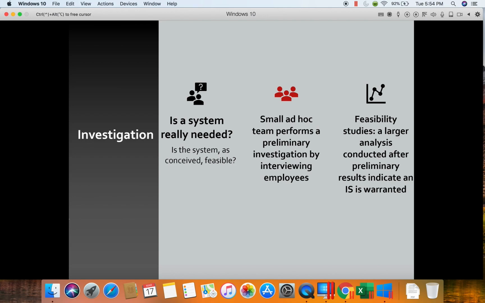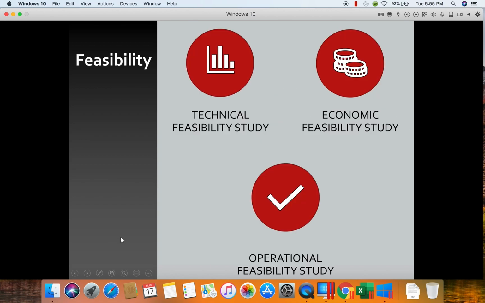So a small company or a small group, a small team is going to look at this preliminary investigation, trying to figure out, do we really need a new system, or is a new system not going to fix the problems that we're experiencing? Once we get past investigation, we move into feasibility studies. We need to look at the feasibility of this new system based on all three feasibility factors: technical, economic, and operational.